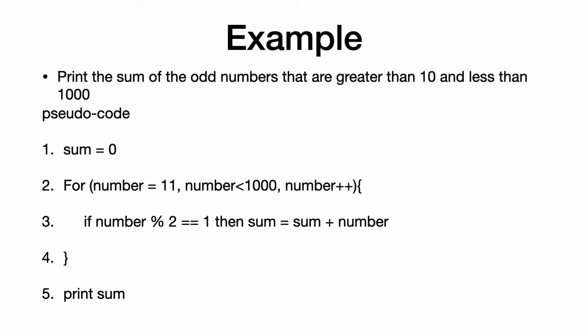Let's print the sum of the odd numbers that are greater than 10 and less than 1000. As you see here, we are not just printing the numbers that are odd. We are printing the sum of all the numbers that are odd. So in this case, because we have to go through all the numbers from 11 to 1000, we also have to use a for loop. We just need to have a variable that we will use to sum all those numbers that hold the condition.